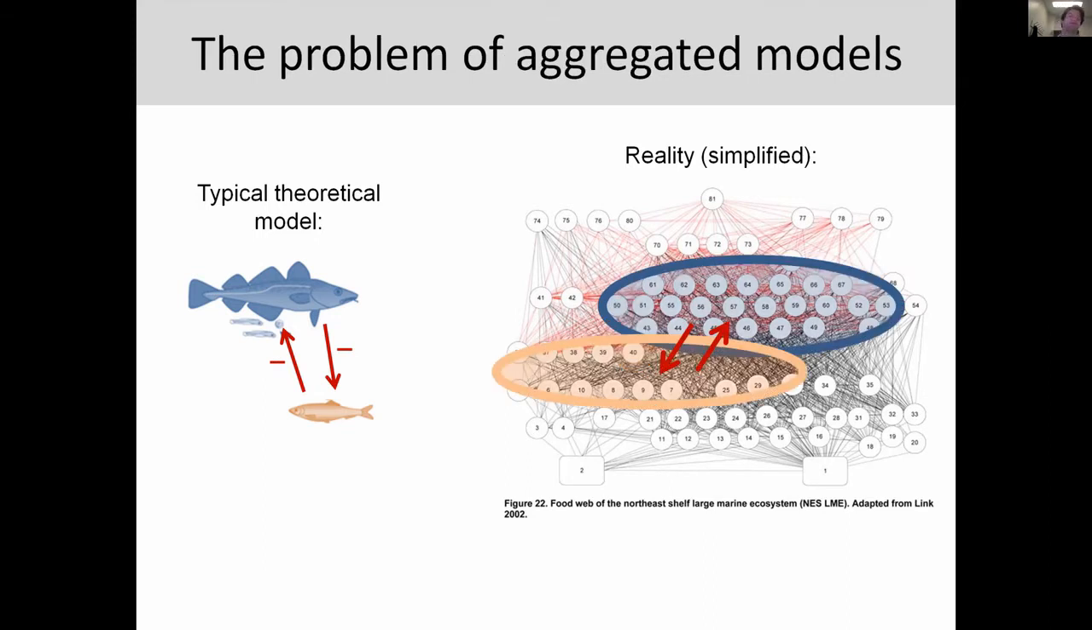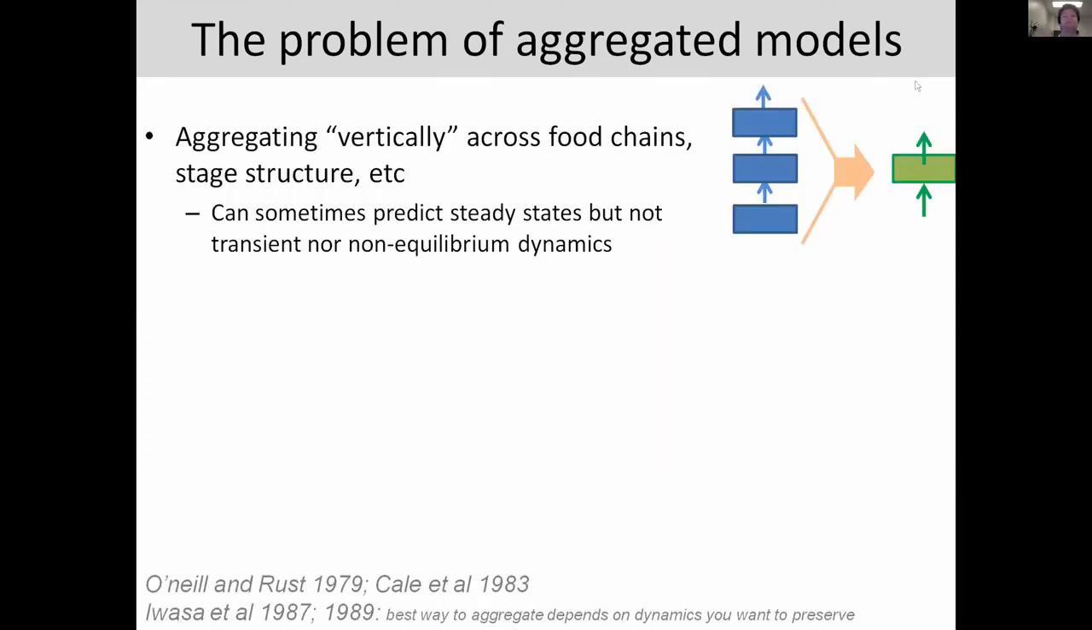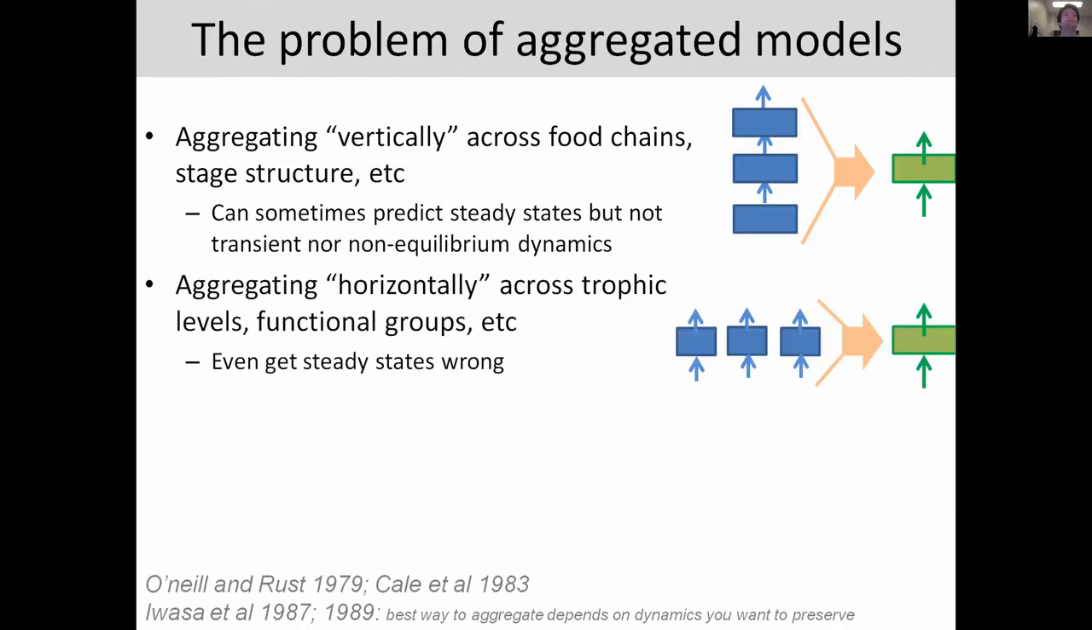Another approach we can take is to say, okay, we're lumping together and aggregating entire functional groups or trophic levels in these variables. The problem with this kind of aggregation: if you're aggregating vertically across a food chain or state structure in a population, and they're isolated from the rest of the system, you can do okay with predicting steady states. You might miss the transient or non-equilibrium dynamics because the structure of time lags is getting wonky, or you're losing it. And then if you're aggregating horizontally across a functional group where you have different species with different turnover rates or interacting with different things, you might even predict the steady states wrong.